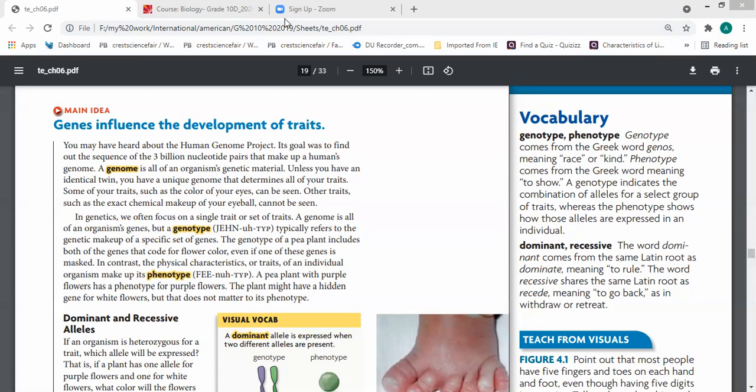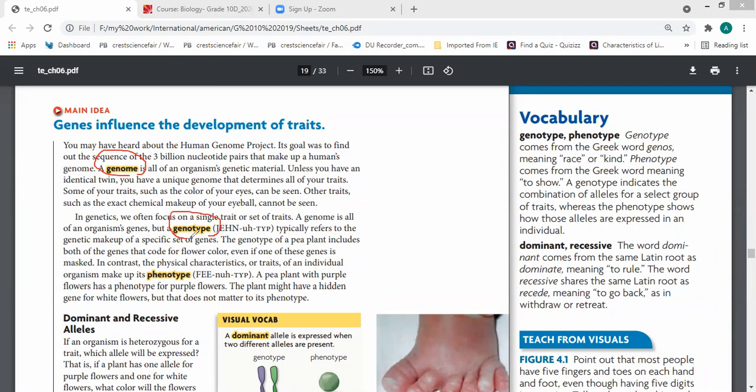The genome means all the genetic material in any organism. We have the human genome, bacterial genome, virus genome, which means the genetic material in this living organism. All the genetic material in any living organism is called the genome.